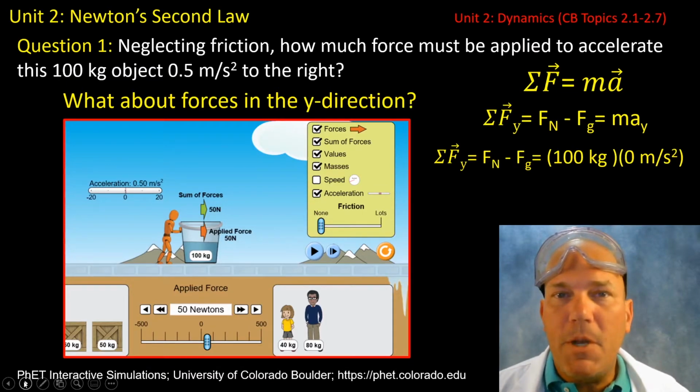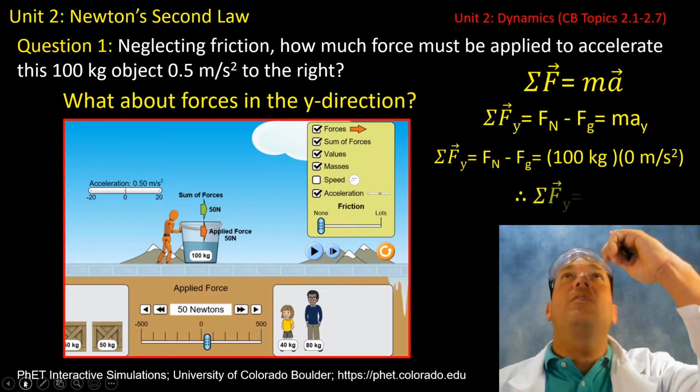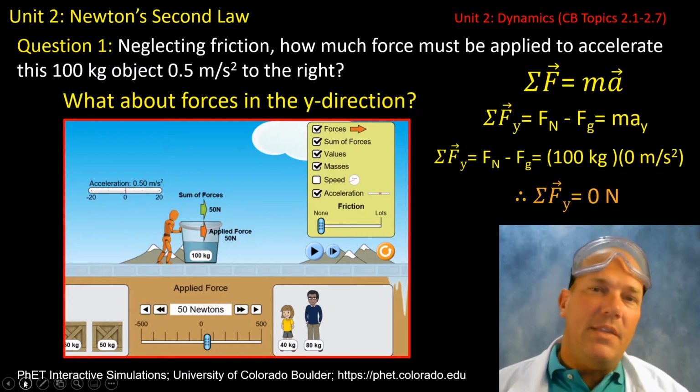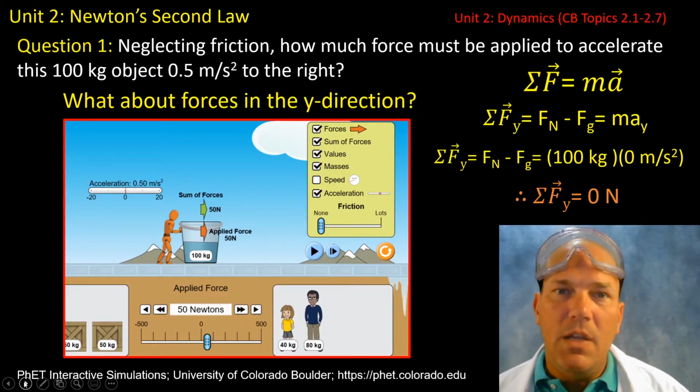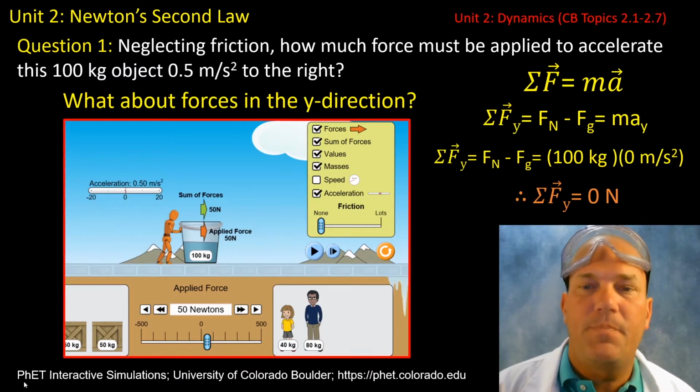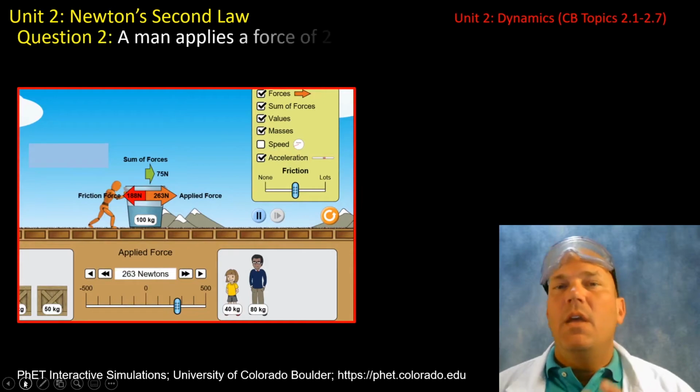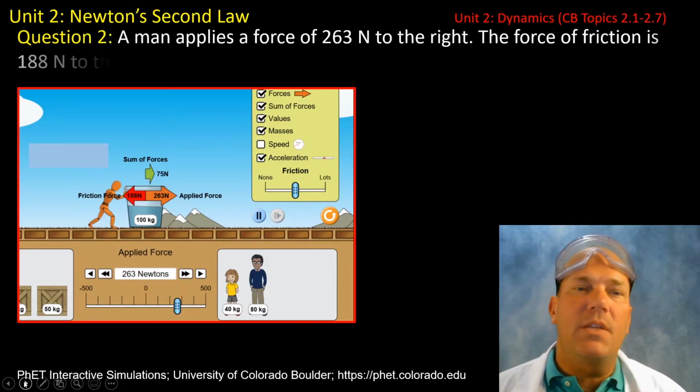So look at our expression here, guys. Check it out. What this means is that the net force in the y direction is therefore equal to 0 newtons. That's important.